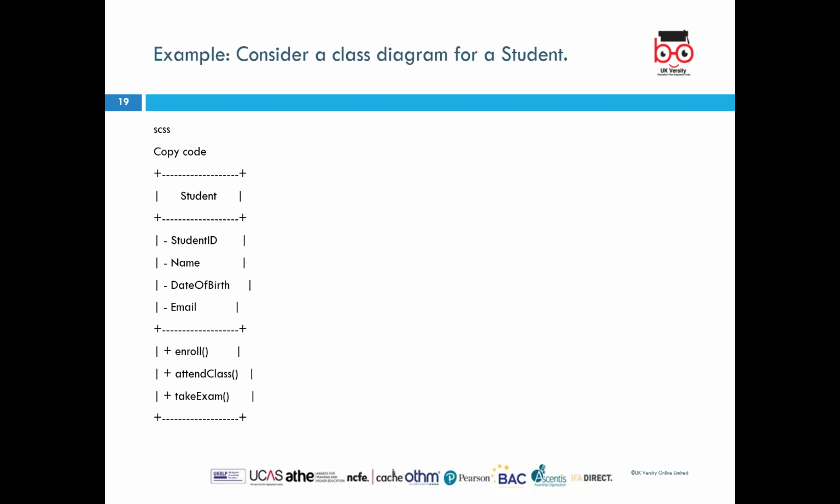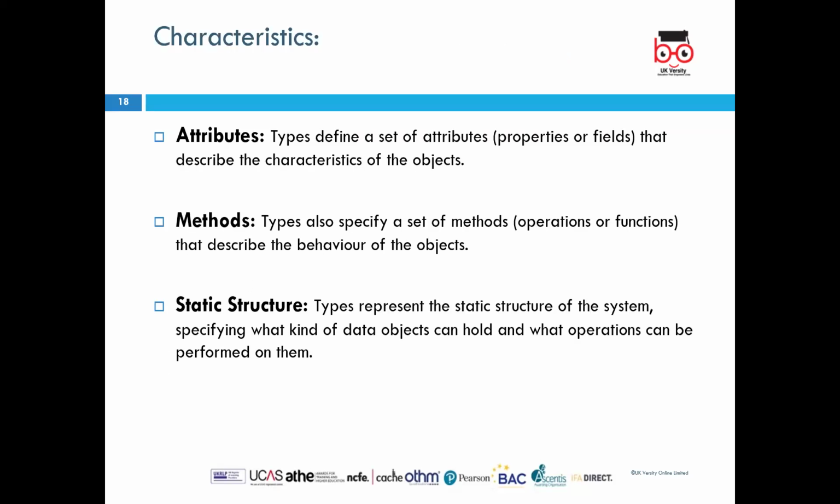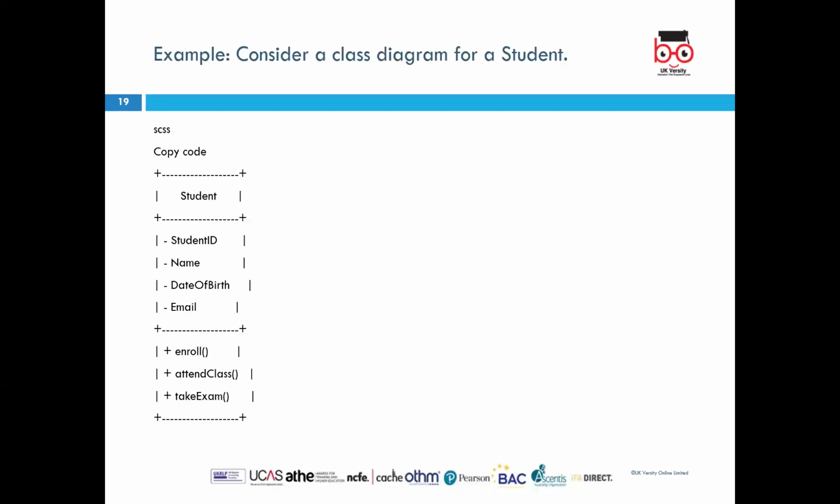It's pretty much the same concept as in programming, where we have our class, and in our class we have our attributes. In object-oriented programming, these are simply parameters, and then we have methods. Here we have an example where we consider a class diagram for a student.